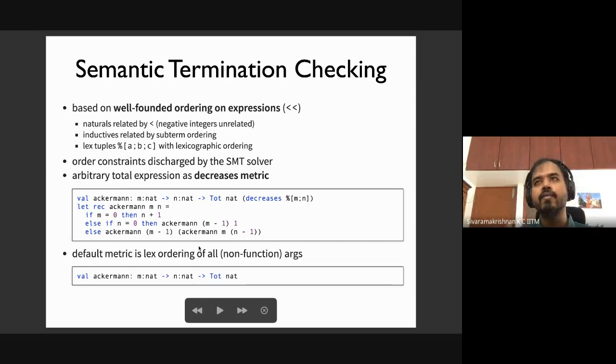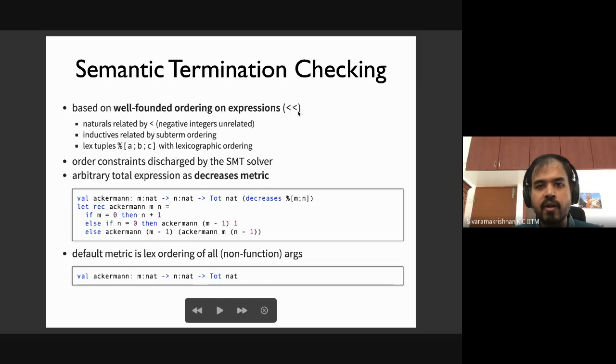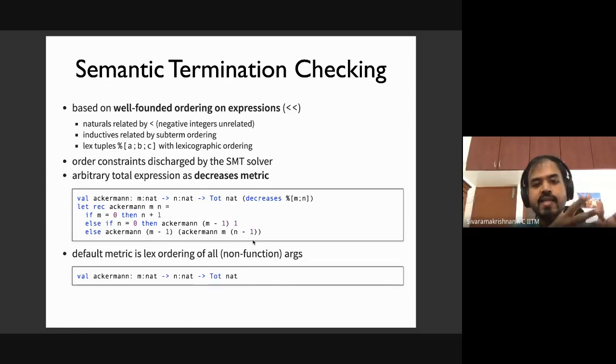So what F star does by default is that if the first argument does not decrease, it goes ahead and checks whether the second argument decreases. Actually, the second argument can be related by this well-founded ordering on expressions. The second argument is now n minus 1, which is smaller than n, so that goes through. So essentially there is a notion of decreasing, a notion of well-founded ordering on the arguments, and that is what it is using.